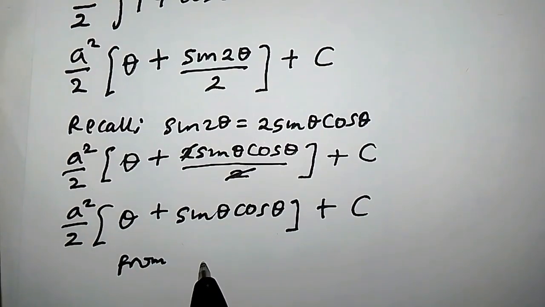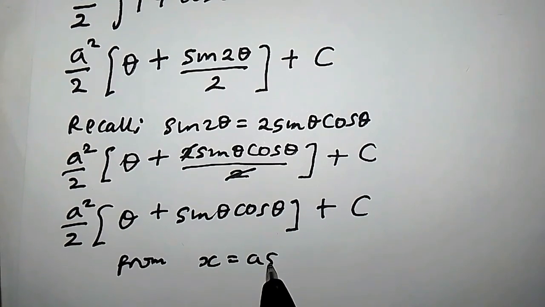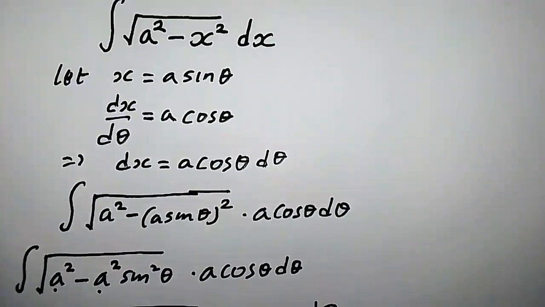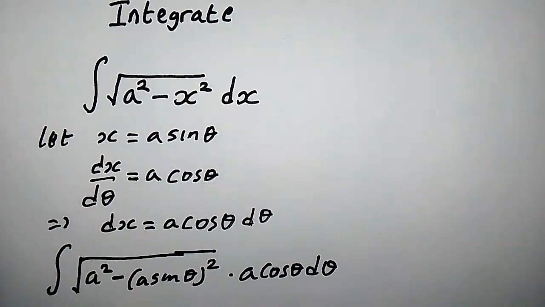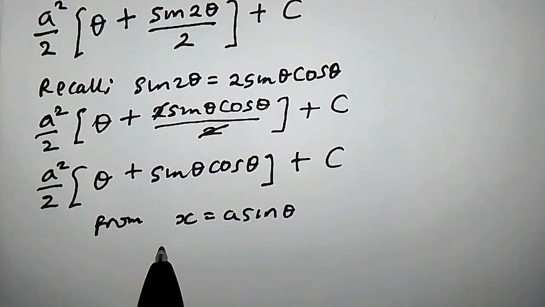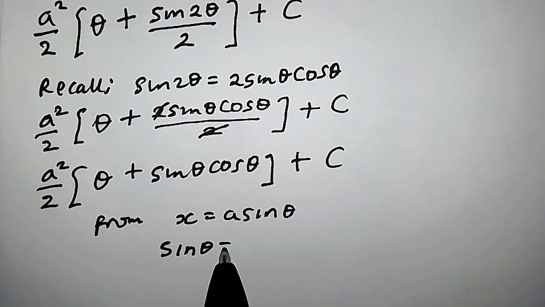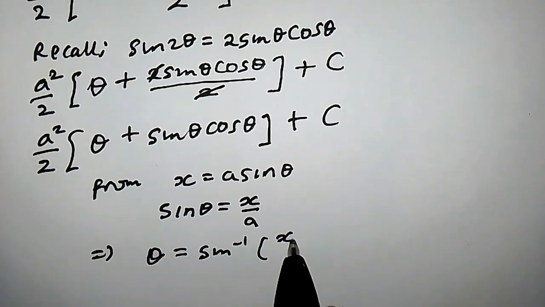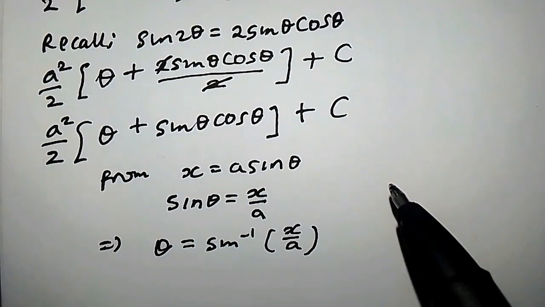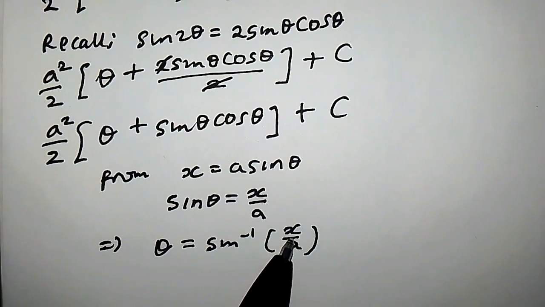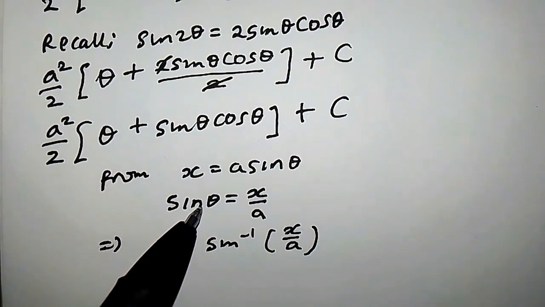From our trig substitution, x equal to a sine theta. Let me show you where we got this. That's the first thing we did. This line. Let's continue. If we divide both sides by a, we have sine theta equal to x over a. Hope you got that. This implies that theta is equal to arc sine x over a. If you look at this line again, you will see that we already have what theta is. Theta is arc sine of x over a, and also sine theta is x over a.